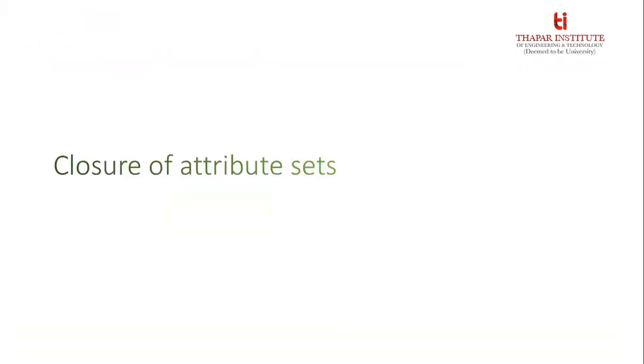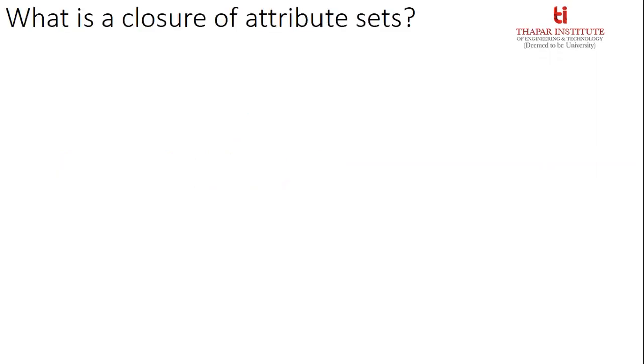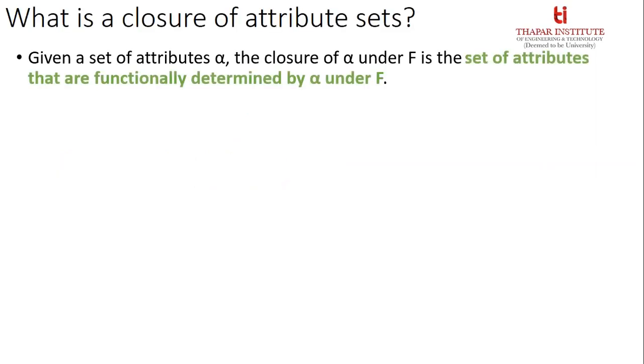So what is the closure based approach? Whenever we are going to identify a dependency, we have to identify the closure of the attribute set. Previously we have seen the closure of the FD set, or functional dependencies. Now we have to identify the closure of the attribute set. So what is the closure of an attribute set? Suppose there is a set of attributes alpha given, okay?